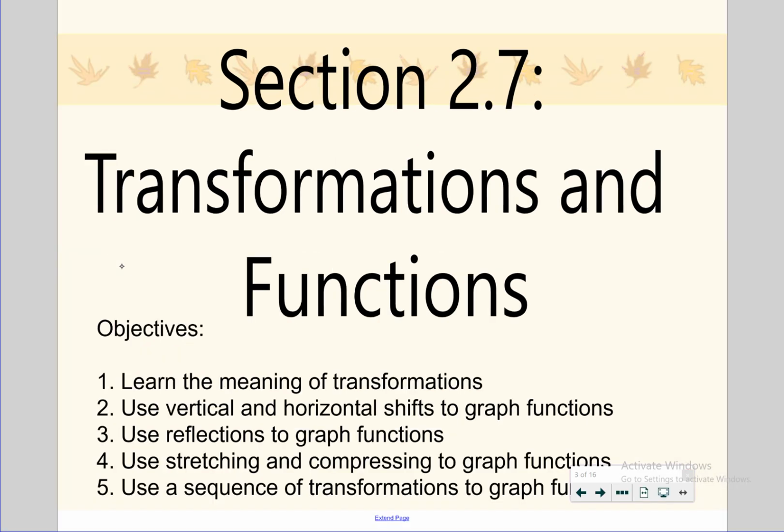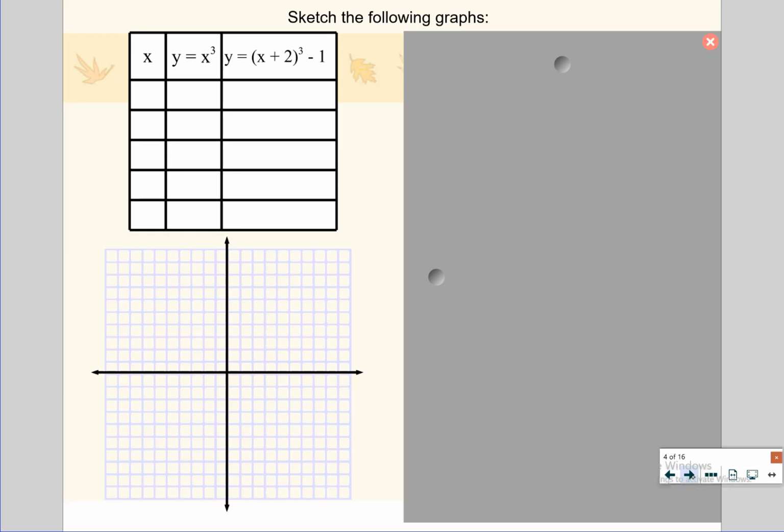Okay, so 2.7 is transformations of functions. Now we're going to be taking those basic parent functions that we talked about and transforming them, exactly what it sounds like. So we're going to shift it left, right, up, down, reflect it, stretch it, shrink it, all the things, okay? All right, so the first two are at the top of your paper there, and you probably don't need a calculator for these.